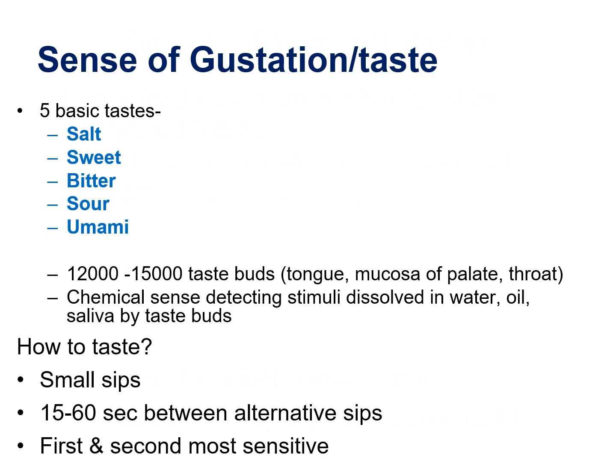The sense of gustation, or taste. There are five tastes that you might know: salt, sweet, bitter, sour, and umami. There are 12,000 to 15,000 taste buds in the tongue, in the mucosa of the palate, and also in the throat. The chemical senses detect stimuli dissolved in water. So when you eat something, you chew it, and then it gets dissolved in the saliva in your mouth.